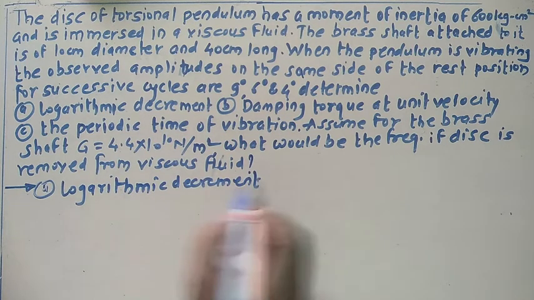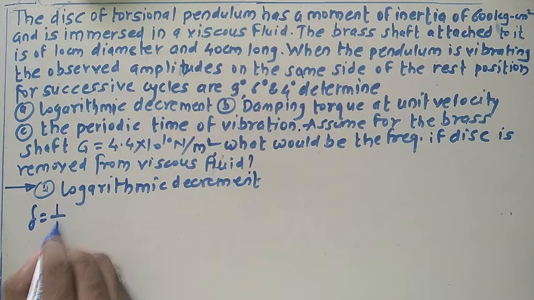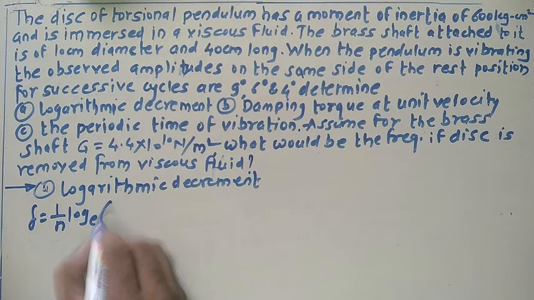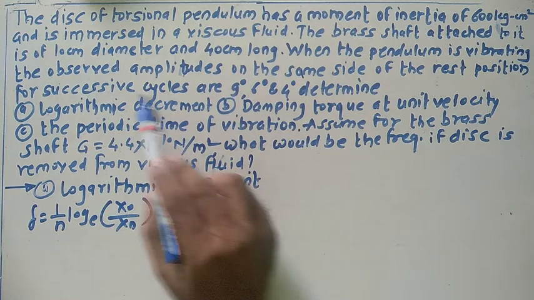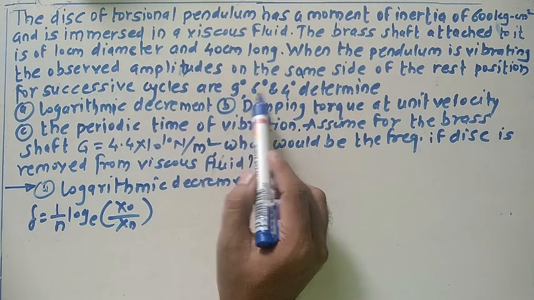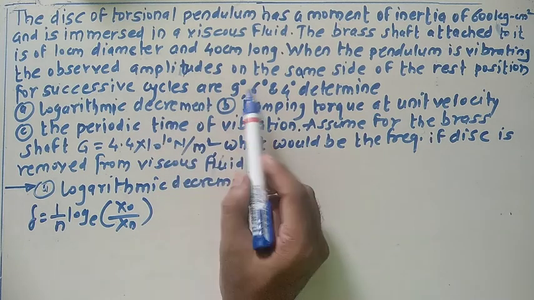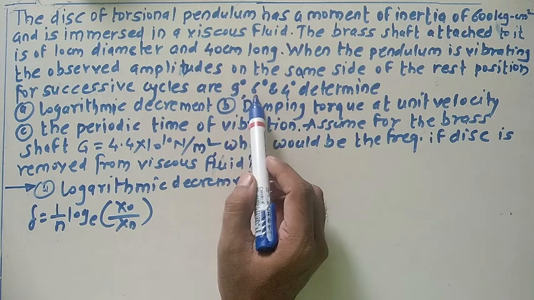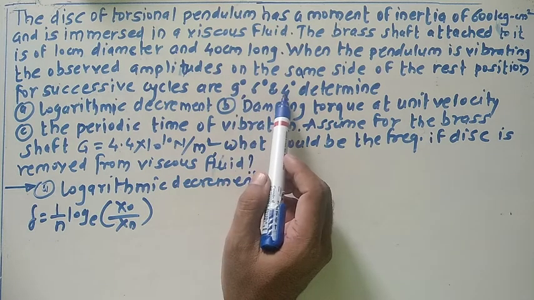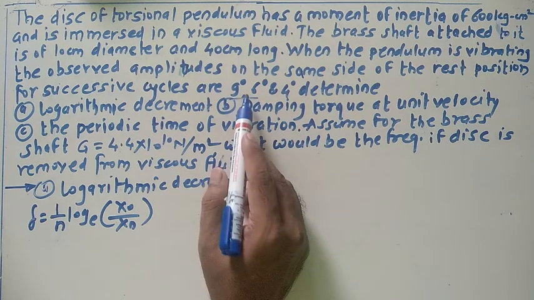Logarithmic decrement, we know the formula for the same: delta equals 1 upon n log to the base e x naught by xn. Now if you look at the values for the successive cycles given, 9 degree, 6 degree, 4 degree, take the first amplitude as 9 degree, the next one as 6 degree, the next one as 4 degree. You can take the relation between the successive amplitudes.